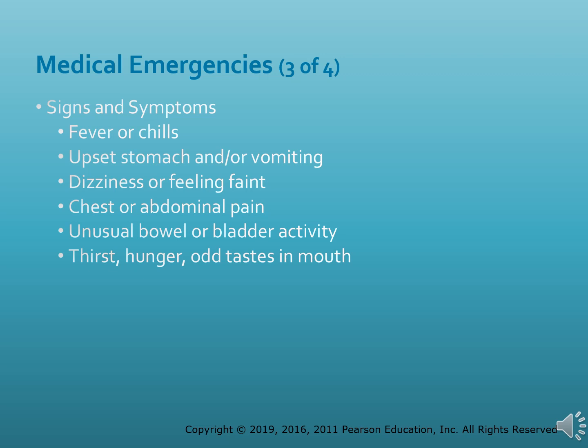All right, so some more signs and symptoms: fever and chills, upset stomach and or vomiting, dizziness or feeling faint, chest or abdominal injuries, unusual bowel or bladder activity, thirst, hunger, odd taste in the mouth. So think about these. These are all vague complaints that you can have over a wide range of medical emergencies. They all relate to something. Some of these can relate to 5 or 6 or 7 or 8 or 10 different medical emergencies.